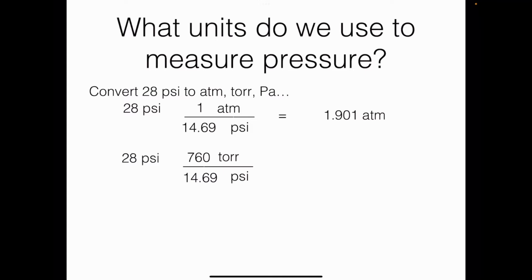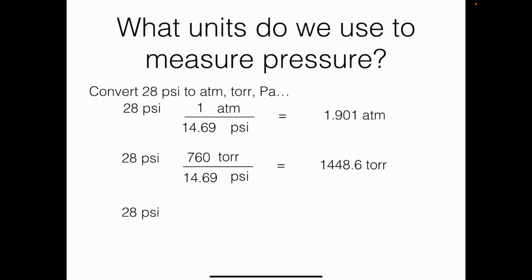This is a multi-step calculator problem here because I have a number on the top and the bottom. So I'm going to multiply 28 times 760 and then divide that by 14.69. And this is going to give me 1,448.6 torr. Notice here I'm not observing sig figs.